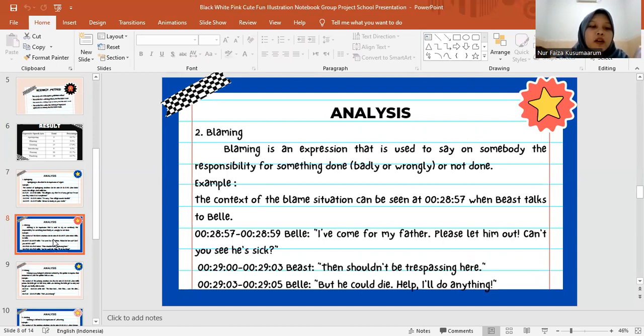Analysis from the conversation, we can see that Beast blames Belle. This can be seen from Beast's word, "Then shouldn't be trespassing here." And the word shouldn't gives the meaning that Beast is angry and blames Belle's presence in the castle without permission, who wants to pick up her father. The word shouldn't is part of the speech act of blaming.